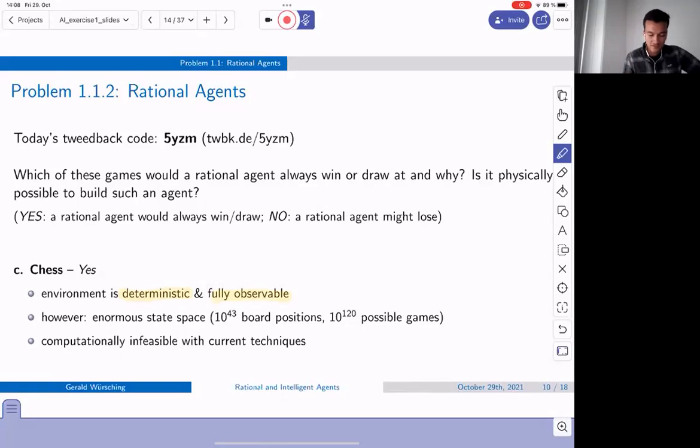However, the problem with chess is that the state space is enormous. There's an estimation of how many board positions and how many possible games exist. This is something that a rational agent would have to evaluate, and this is currently computationally infeasible. So in chess, in theory, it's possible, but in practice, we could not currently implement an agent that could always win when playing chess. All right.